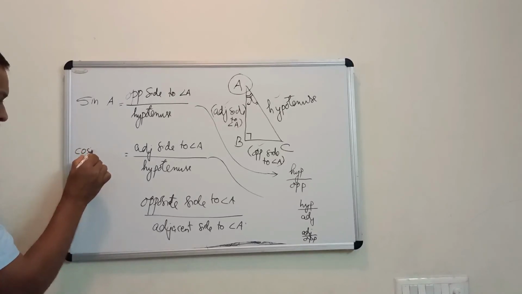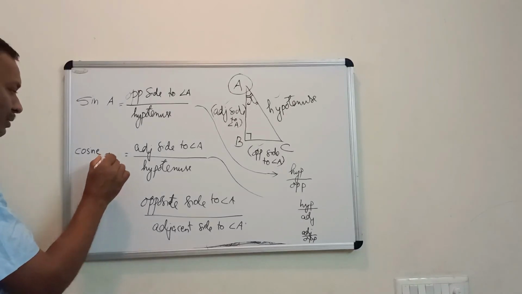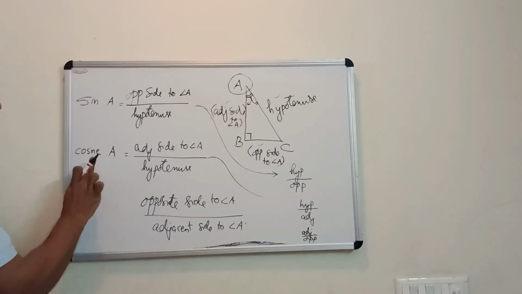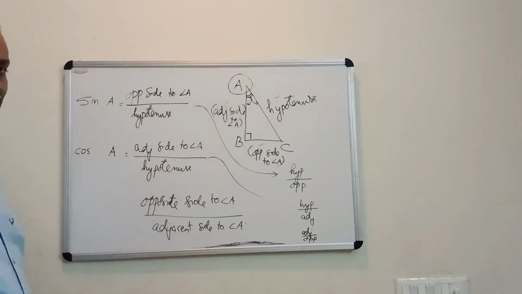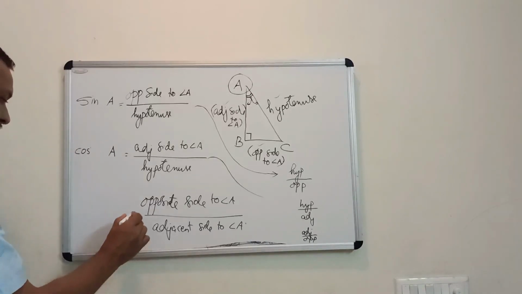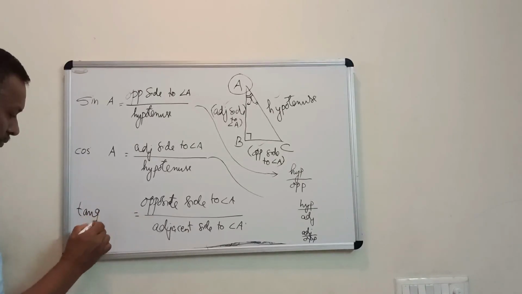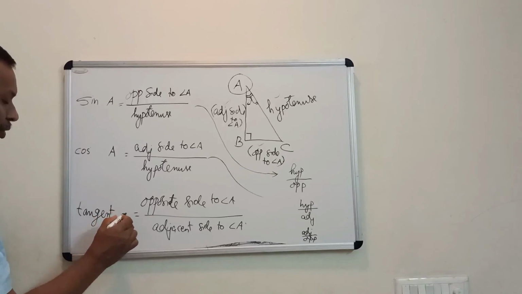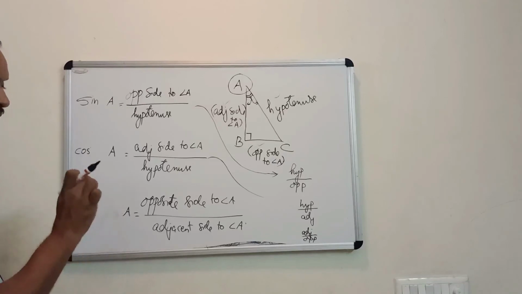Actually, it is the complement of sine. It is called cosine of angle A. In short, it is called cos. Next is tangent. Tangent of angle A. In short, it is called tan of angle A.